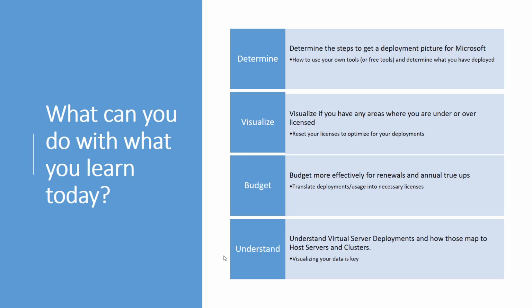We're going to show you how you can use this tool to visualize any areas where you're over and under license real quick. That'll allow you to reset licenses and optimize for future deployments or prepare and budget for any annual true ups that are coming up, and figure out exactly how many licenses you need to place for your true up. And then, we're also going to give you a little bit of an understanding of how virtual server deployments map to host servers and clusters, to give you a way to visualize your server deployment to figure out the licensing on those products.